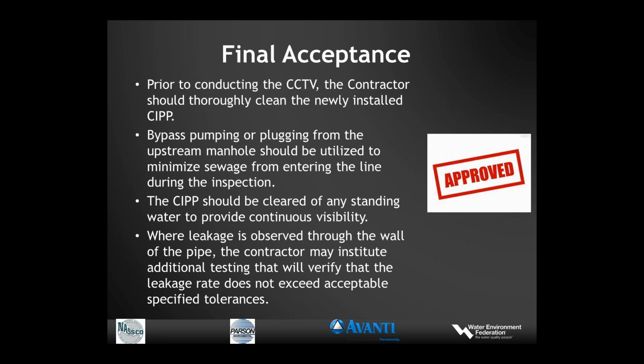area. Often a jet head is pulled in front of the camera to move the water out of those low areas. And where leakage is observed through the wall during this inspection, really there are two options. The engineer may require the contractor to repair the leakage, or the contractor may institute additional testing that will verify that that leakage does not exceed the acceptable specified tolerances.